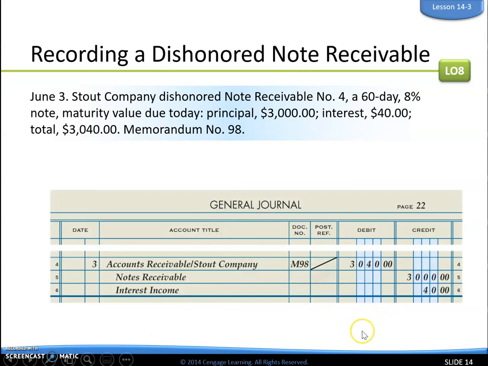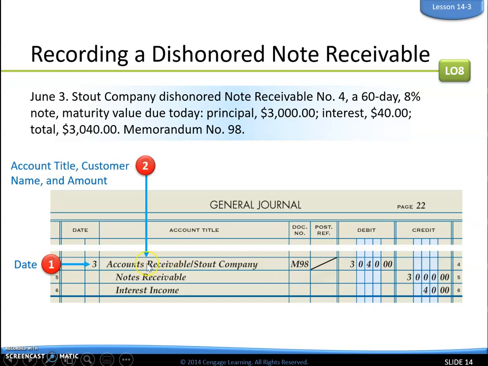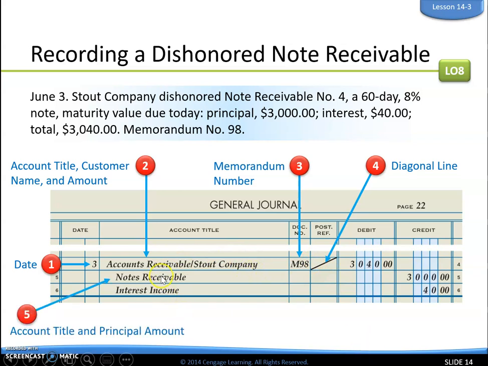Okay, so here's how it's going to look. We're going to put this into our general journal. So we're going to start with our date. We're going to debit accounts receivable, Stout Company, memorandum 98, and then this is where we'll have a slash again because we'll be posting that debit to accounts receivable and to Stout Company. Then we're going to credit notes receivable for the principal amount, and we're going to credit interest income for the interest amount that they owe us.